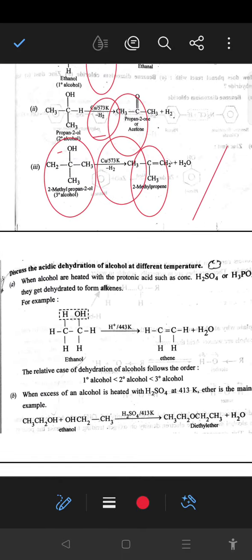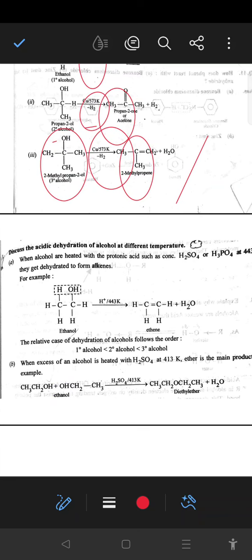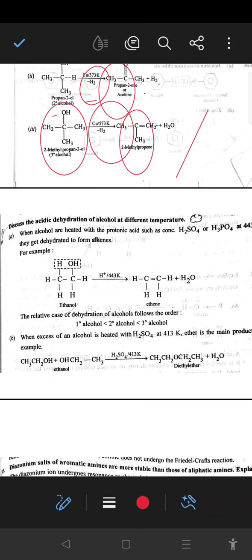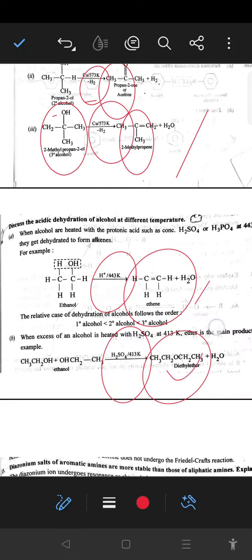Next, I discuss the acidic dehydration of alcohol at different temperatures. When alcohol is heated at different temperatures, 443 and 413 Kelvin: at 443 Kelvin it gives alkene, ethene, as the major product, and at 413 Kelvin it gives diethyl ether formation. Okay.